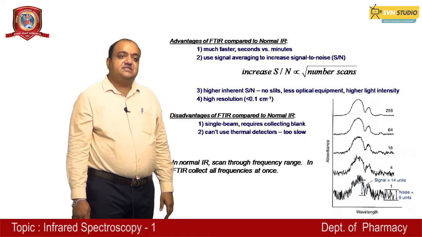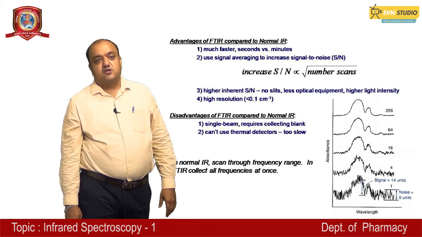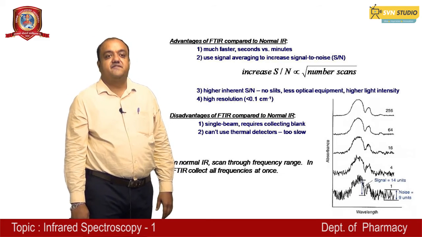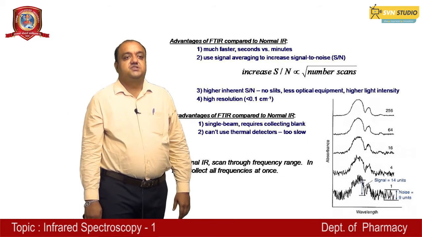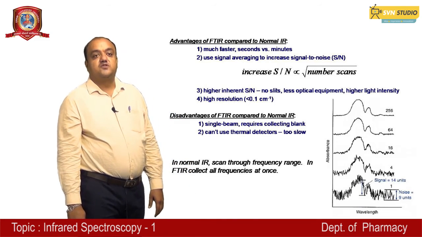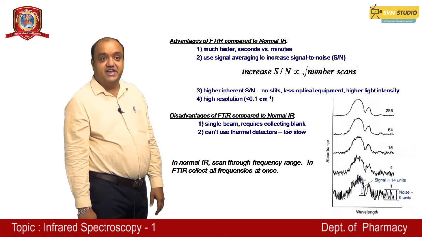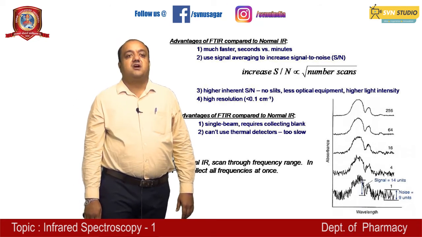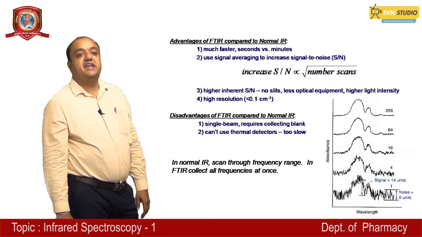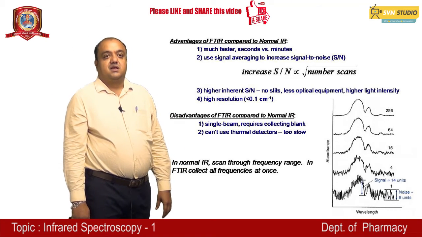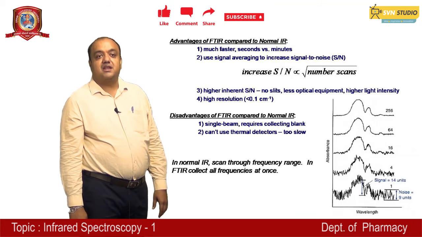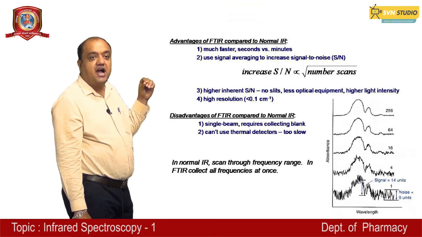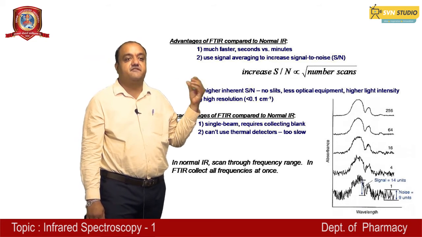So what are the advantages of FTIR compared to normal IR? The first one is that it is much faster, seconds versus minutes. Second, you can use signal averaging to increase signal to noise, denoted by S/N, and the increase in S/N is directly proportional to the square root of the number of scans. Third is the higher inherent S/N, signal to noise: no slit or less optical equipment, which gives higher light intensity. And the fourth one is high resolution, which is less than 0.1 centimeter inverse.